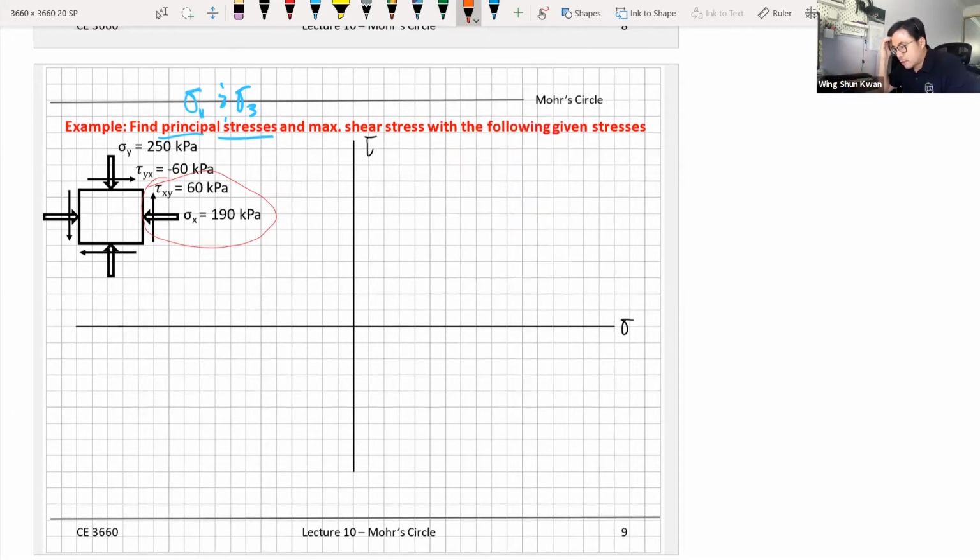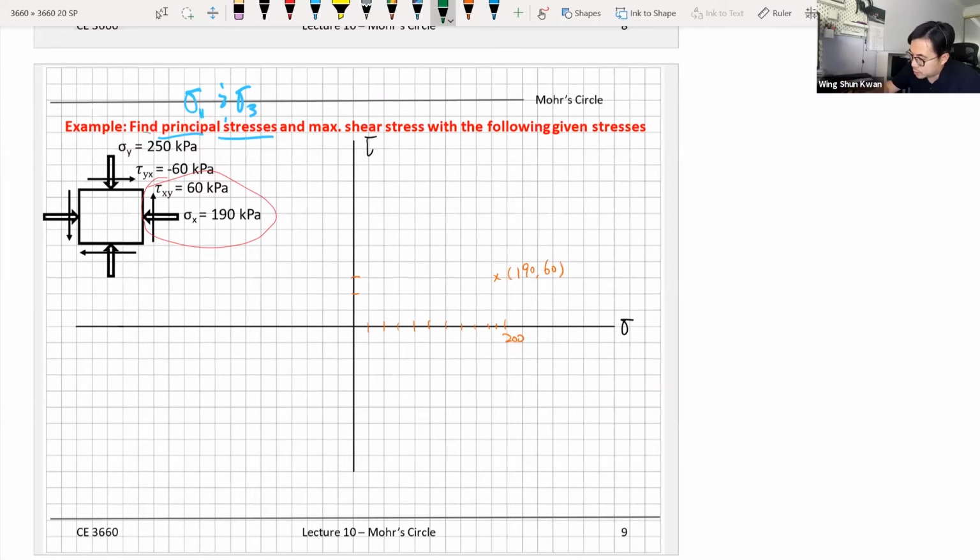If you look at your first data point, you have sigma x of 190, and that is in compression, so it should be positive. And you have a shear stress tau xy in anti-clockwise, so that is positive too. So we want to mark down those stresses. Let's say this is 20, 40, 60, 80, 100. This is 200. So this is 190, and then positive 60. So we are at this point. So this is 190 and 60.